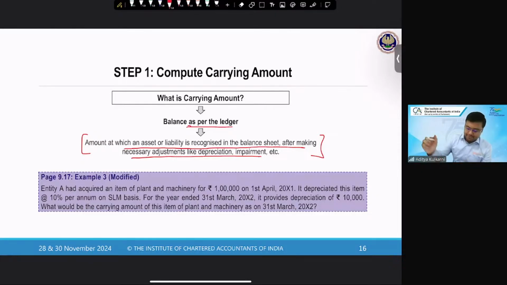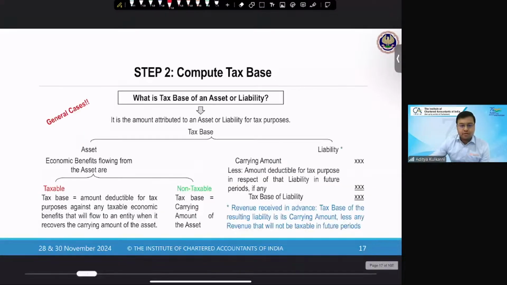No. Okay. Now we come to the tax base. Now, why did I do this particular example first before I came to this definition is because if I did this first, you would not be able to correlate. Abhi easily you will be able to correlate.